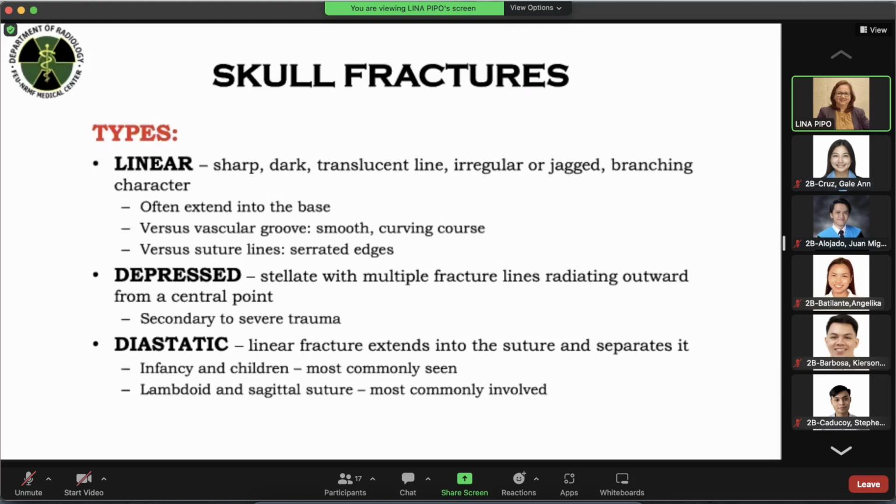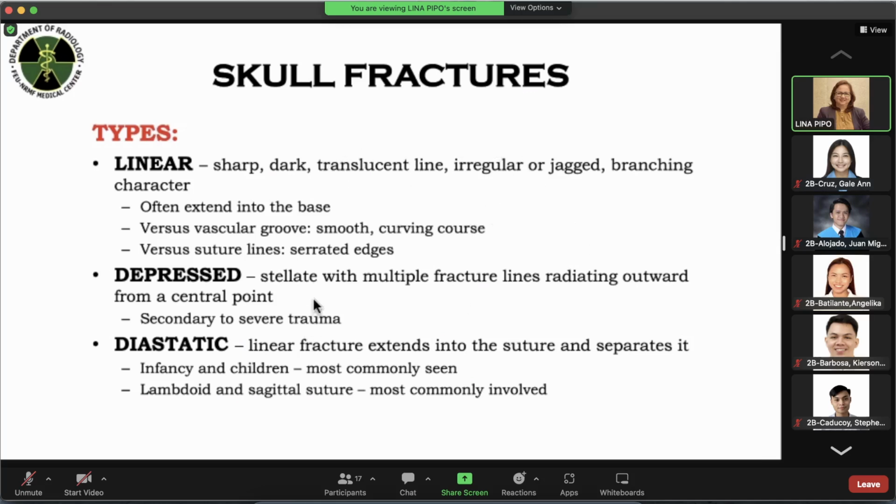So the skull fractures have three types: the linear, depressed, and diastatic fracture. So the linear presents as a sharp, dark, translucent line, irregular or jagged, with a branching character. It often extends to the base, but be careful in calling a linear fracture, because sometimes it is just a vascular groove. If it's a vascular groove, it has a smooth and curving course, and sometimes it can also be just suture lines with serrated edges. Okay, so if you want to call for a linear fracture, make sure that it is really a linear fracture.